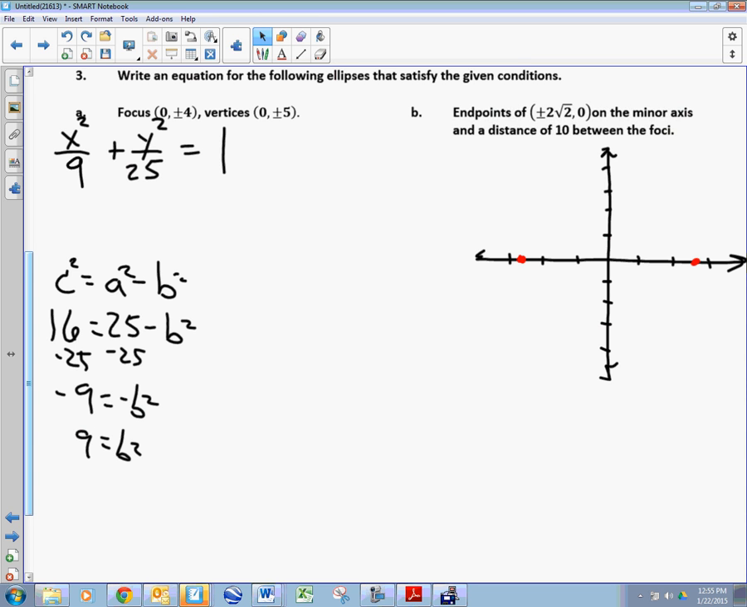But the foci, do the foci lie on the minor axis? No. So the foci are going to be 5 units up and 5 units down. How did I know that? Because it's 10 between them. So it's going to be 5 units in each direction. So I have x squared over something plus y squared over something is equal to 1.